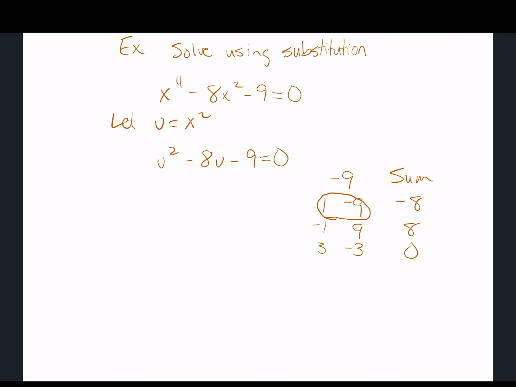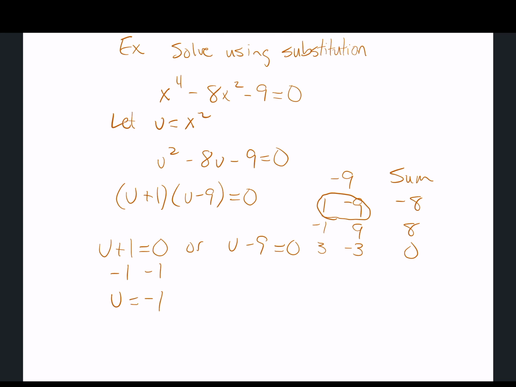So what this gives us is u plus 1, u minus 9 is equal to 0. So either u plus 1 is equal to 0 or u minus 9 is equal to 0. So we can subtract 1 from both sides. u is equal to negative 1. Or, adding 9 to both sides, u is equal to 9.